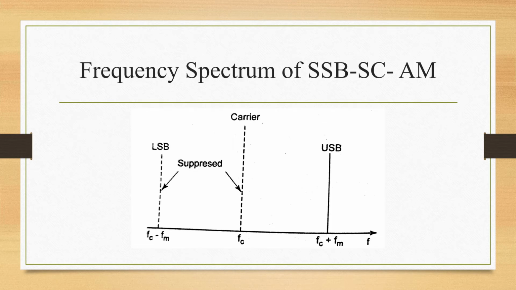Now let us see the frequency spectrum of single sideband suppressed carrier amplitude modulation. If you see here, this is our carrier frequency and this is our LSB and USB. See here, the dotted lines indicate that one of the sidebands is suppressed and we have the other sideband alone.